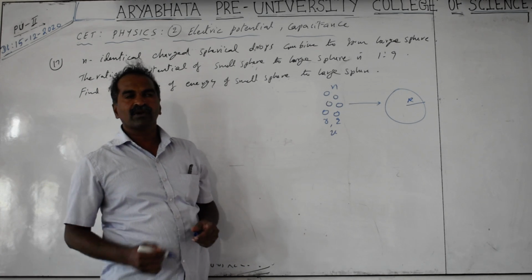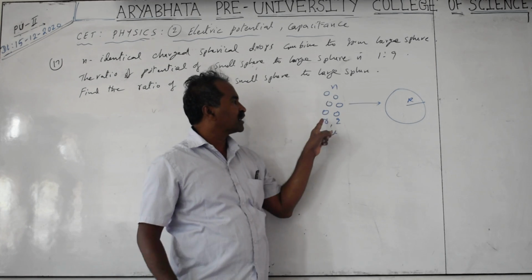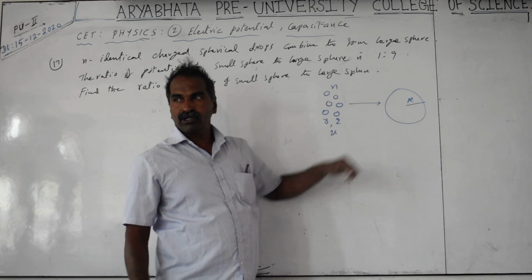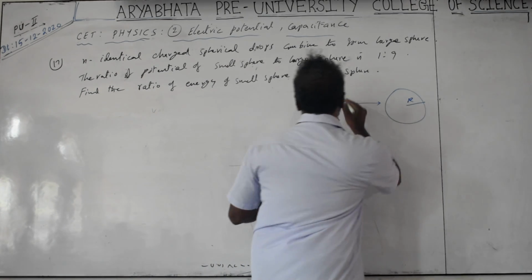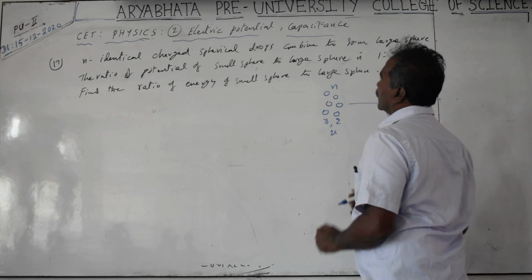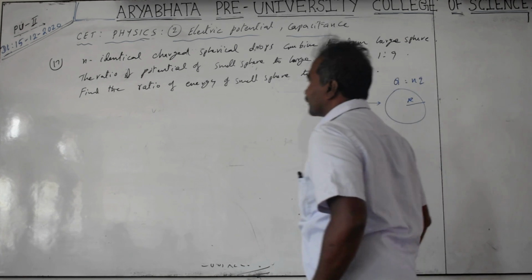Based on that relation, the volume of each sphere is 4/3 π r cube, and for the big sphere 4/3 π capital R cube. Charge is quantized. N particles are there, so the total charge becomes equal to n into small q. And the energy formula they ask.